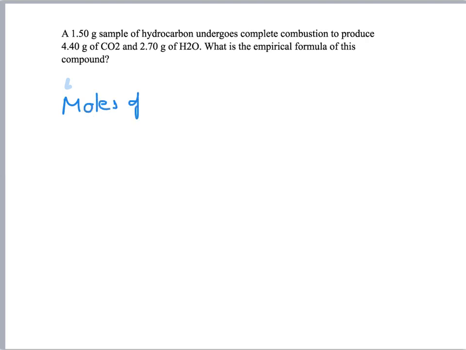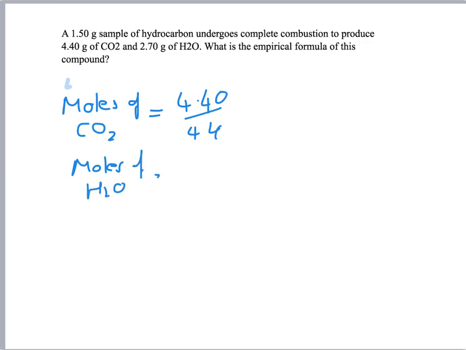Moles of CO2. Well, that's going to be just our mass over the molar mass of carbon dioxide, which is 44. And we're also going to work out my moles of H2O, which is going to be 2.70 over the molar mass of water, which is of course 18. So those are the answers there.